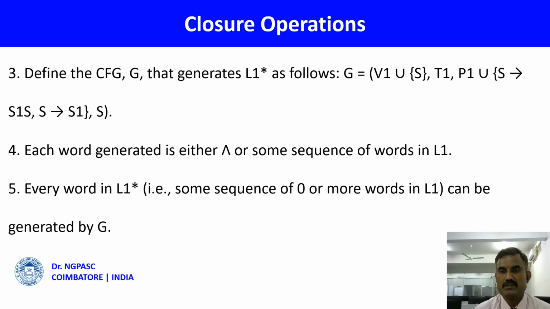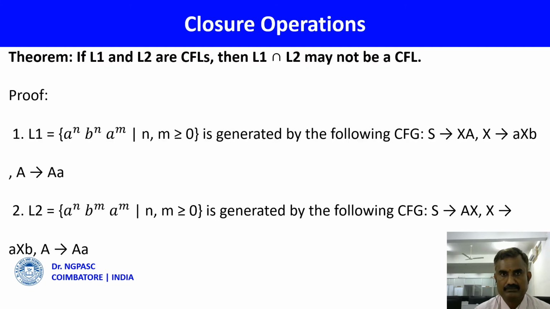The production rules are P1 union S tends to S1 S. So we add only this term for the star: S tends to S1 S, where S derives S1 followed by S. Here S is the starting symbol. Using this production rule, we can easily derive L1 star. Each word is generated as some sequence of words in L1, so L1 star is also context free.